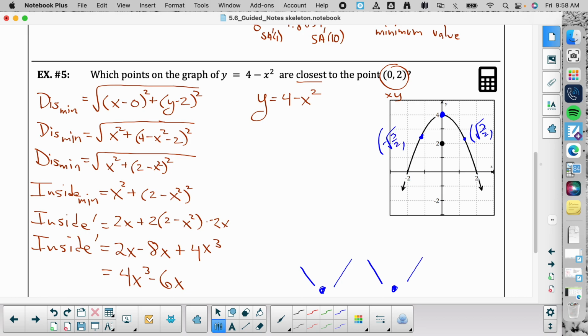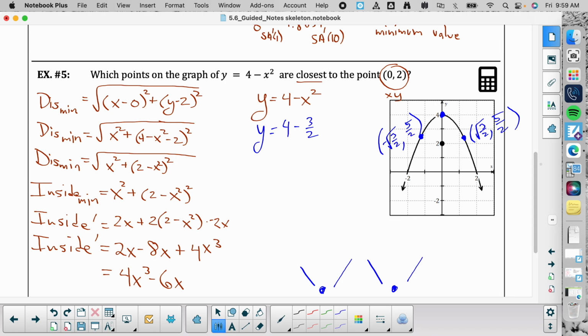I need to plug it in here. Yeah, because I'm squaring it, so it's not too bad. So 4 minus a half would be 2 1/2, so 5/2. And actually, the point that I drew on there is awfully close. 5/2 is 2 1/2. So those are the points that are the closest to 0, 2.